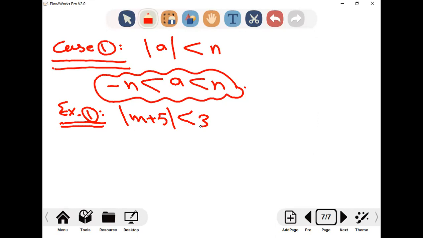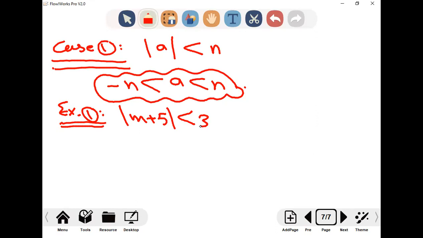Now look at case 1, absolute value of A less than n, right? What's A in the example? N plus 5. What's n in the example? 3. And we have less than, so it is applied in case 1. Got it? Done? Now apply the case.